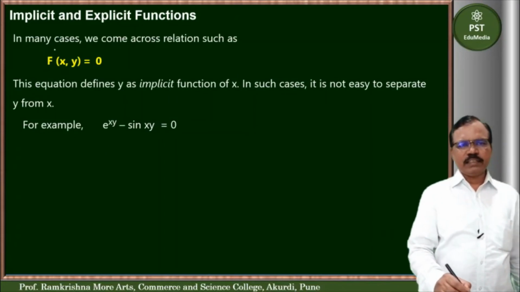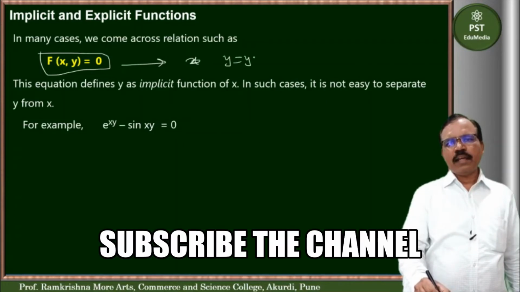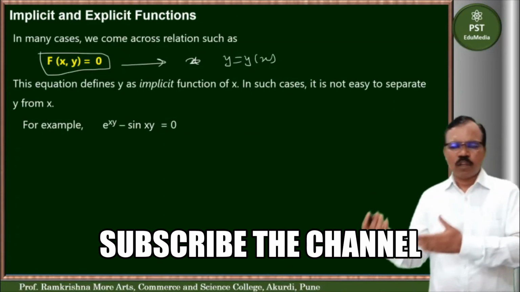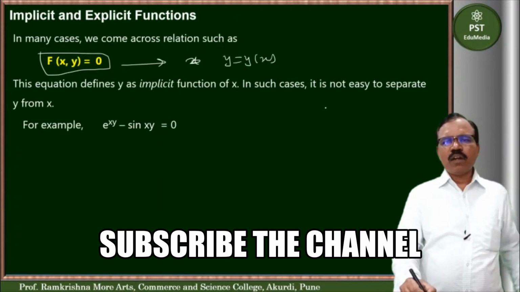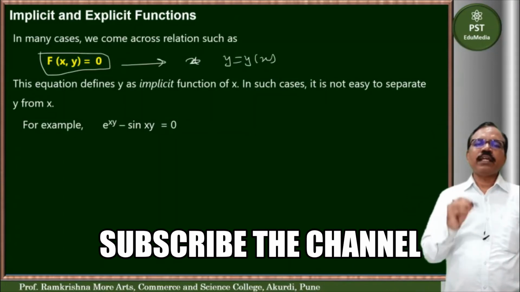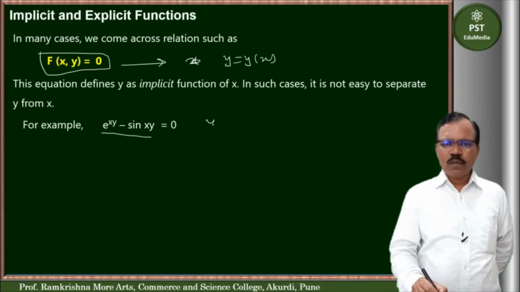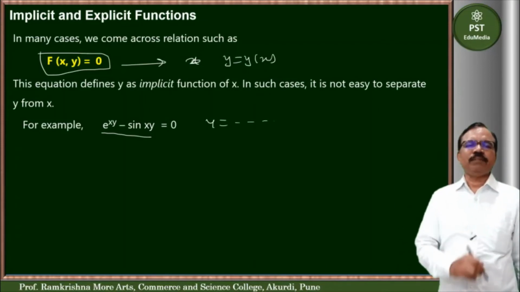Suppose we have a function like this, f of x, y is equal to 0. From this function, you can express y in terms of x. If you are able to write an equation for y in terms of x, then that function is called an explicit function. But if it is not easy to separate y from x, then that function is called an implicit function. An example for an implicit function is e raised to xy minus sin xy is equal to 0. You cannot write y is equal to something in terms of x. Such a function is called an implicit function.